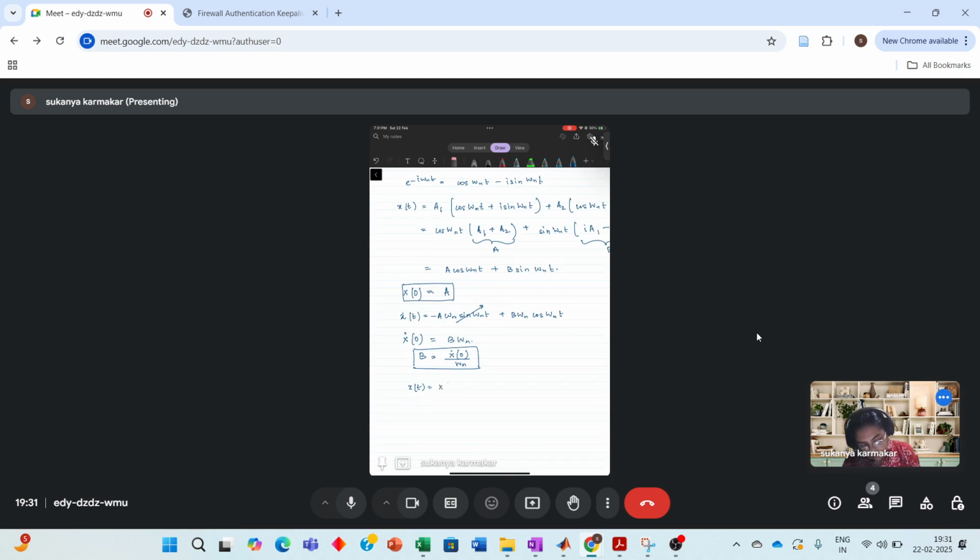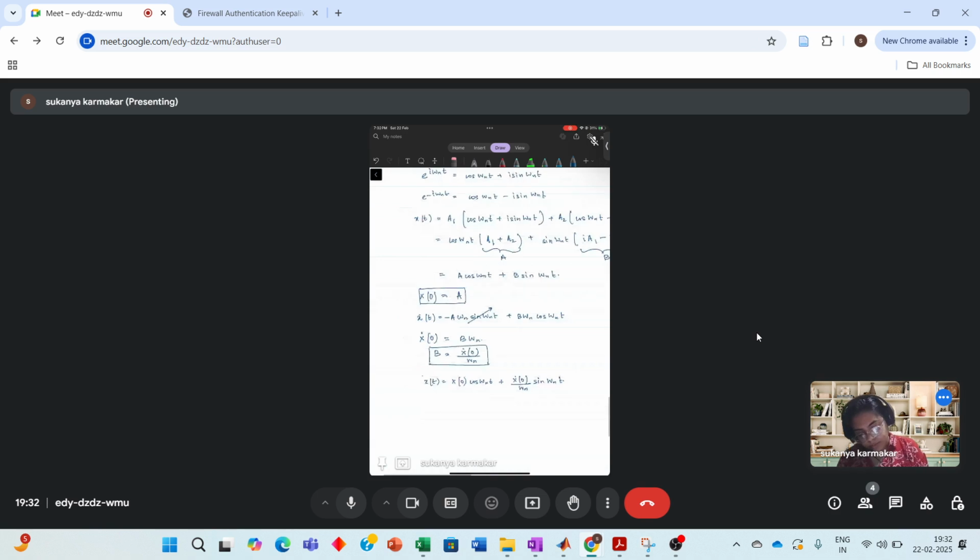A is x0, b is x dot 0 by omega n. Sorry, so x of t is x0 cos of omega n t plus x dot 0 by omega n sine of omega n t. So this is the expression for x, right? Now let's do it for a damped case, right?